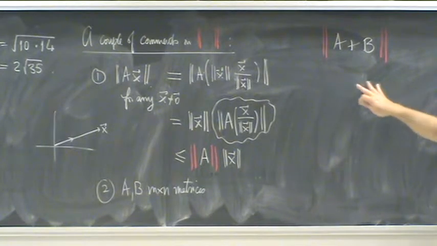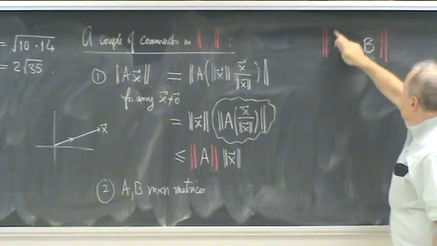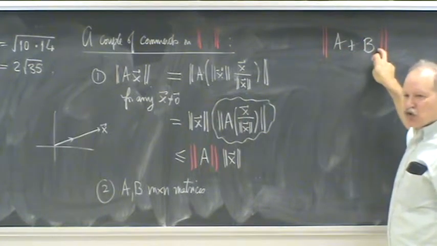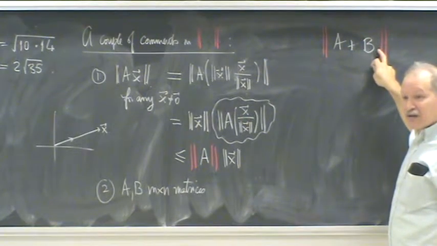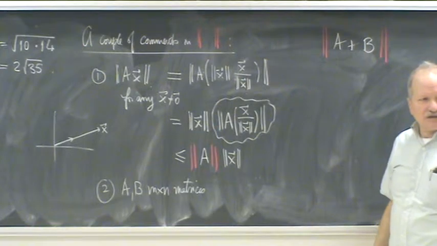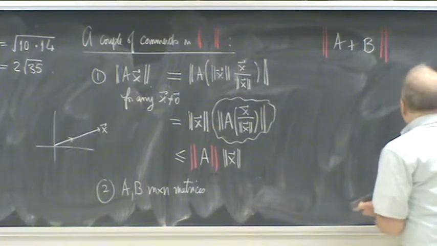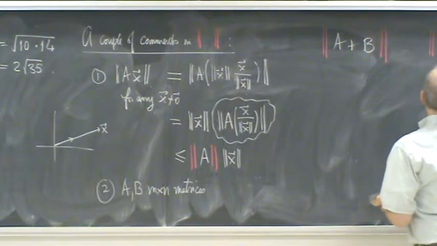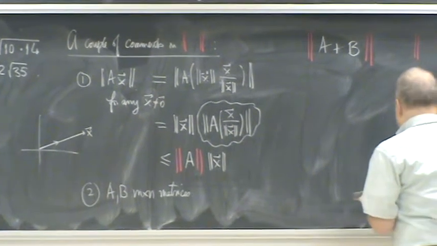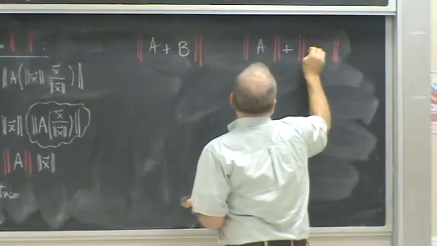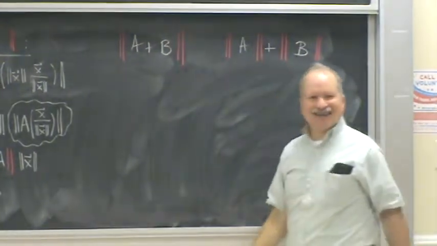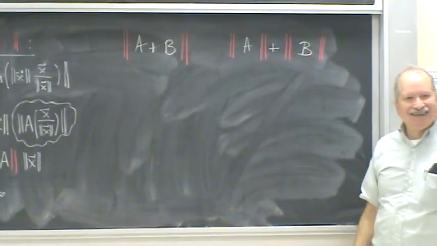So think about it a bit geometrically. This is where I'm asking you what's the maximum amount A plus B can stretch vectors. The norm of A plus the norm of B. So I'm going to write down less than or equal to, because it's the triangle inequality. This is looking triangle inequality-ish, isn't it? Yes, it is.